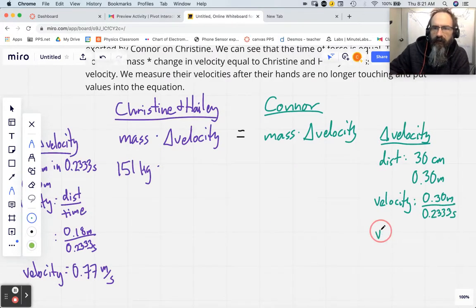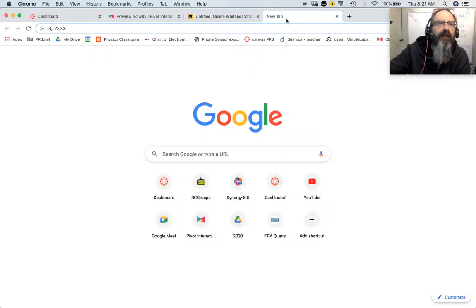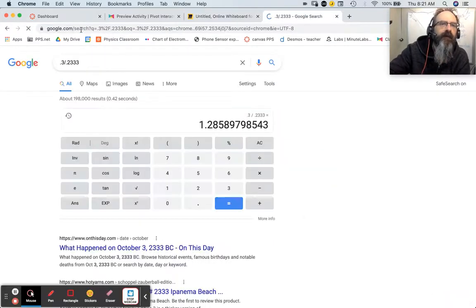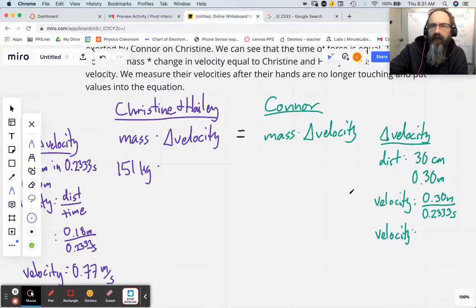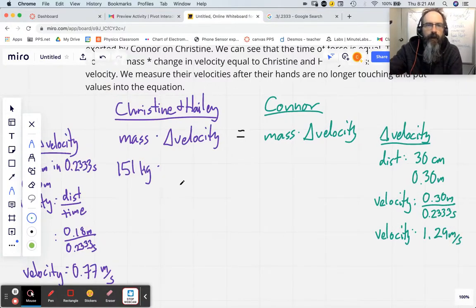So calculator says his velocity equals, shoot, what was it again? 1.29 meters per second. So we have velocity for Connor and velocity for Christine and Haley. Let's see. I'm going to keep my green here. We don't know his mass. I'll just leave mass.